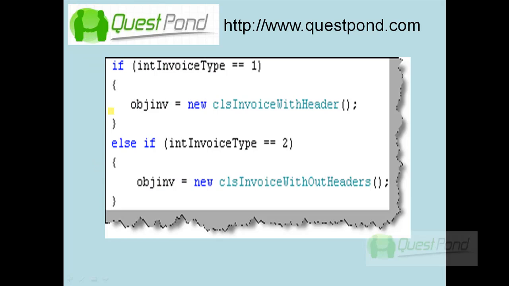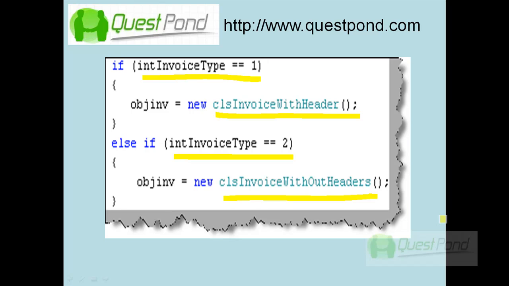So let's understand why exactly we would need the factory pattern. You can see the above code in the video, where there's a client. The client takes in an invoice type. If the invoice type is 1, it will create a CLS invoice with header. This is a class which it will create and give to the client. And if the invoice type is 2, it will create CLS invoice without headers. The requirement here is that the client takes from the user what type of invoice he wants to use, and depending on that it creates the objects.